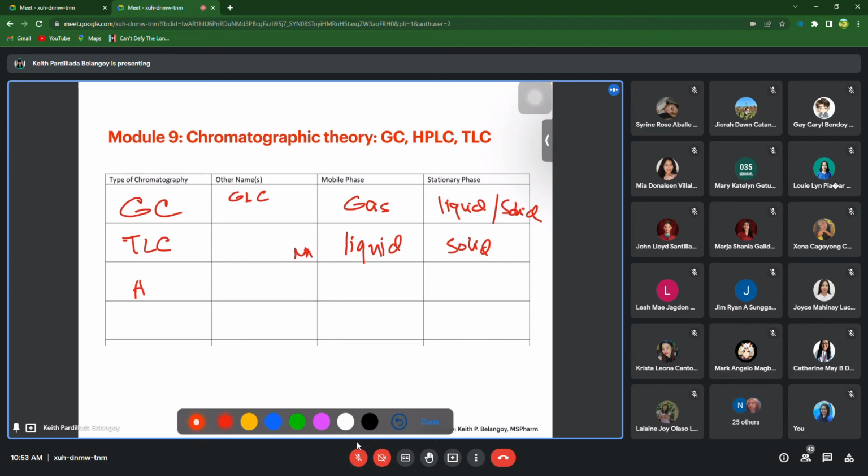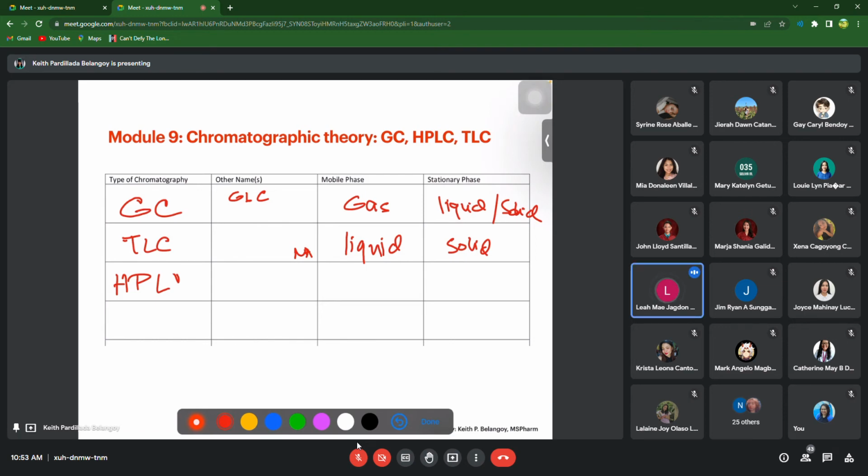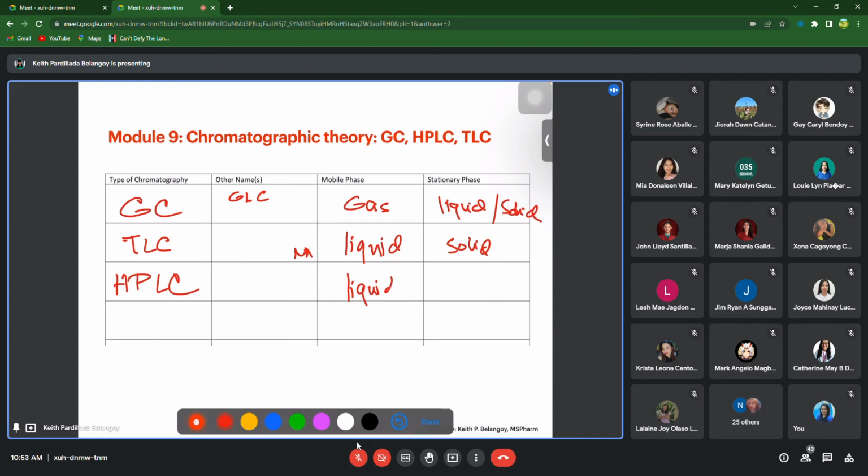If you also read other references, it could also be high performance liquid chromatography or high pressure liquid chromatography. So the P could be pressure or performance, depending on the brand. Mobile phase for HPLC? Liquid. Still liquid. And your stationary phase is solid.